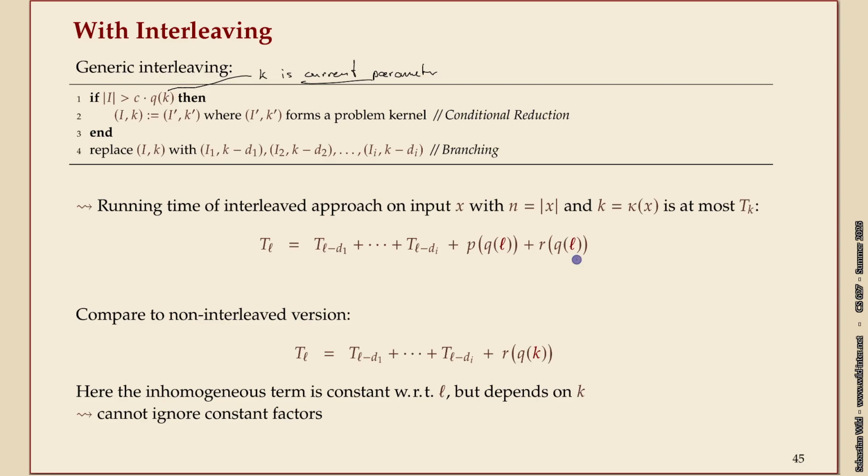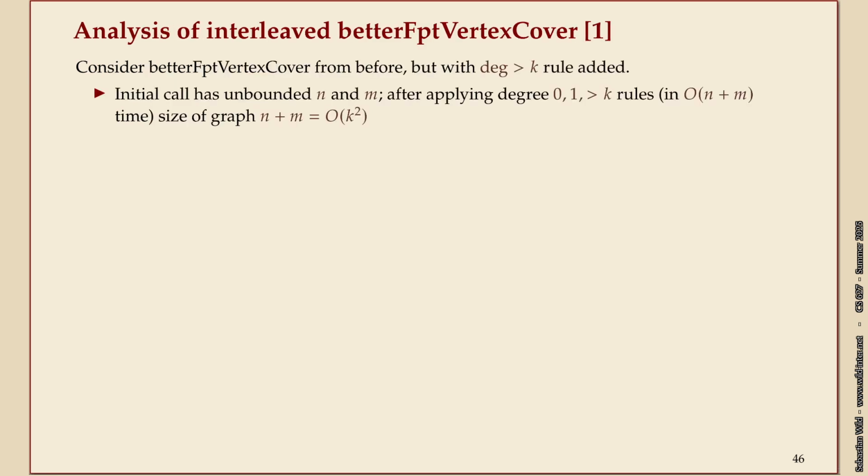Now, with interleaving, the cost of this goes down. So if you don't want to just upper bound it by the cost without interleaving, you have to include it in the recursion. So it makes the analysis a bit harder first. Okay. As an example, let's look at the same algorithm we've analyzed in detail before.